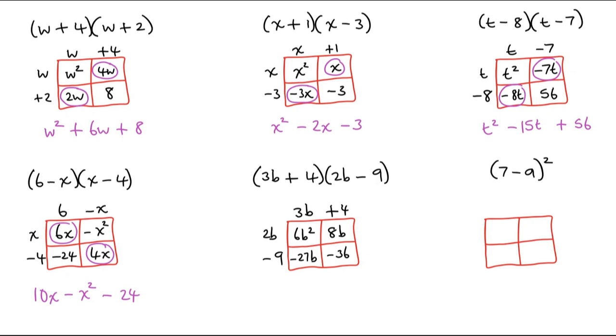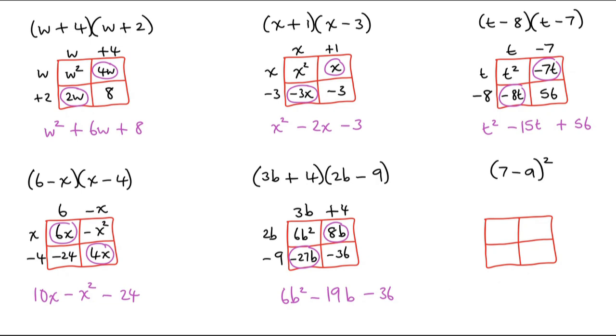So again, it looks like we have the positive diagonal where there are like terms. So we can simplify these two terms. So we're going to have 6b squared. And then negative 27b plus 8b is negative 19b. And then minus 36. So this is our final answer.